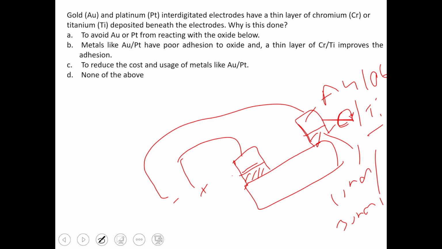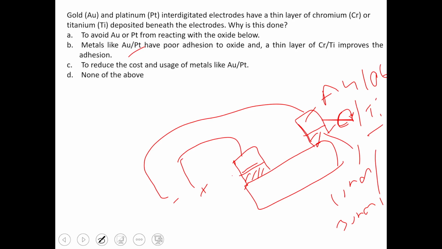Okay, so the metal like Pt for good adhesion to oxide, and a thin layer of chrome to improve that adhesion, is the correct answer. These metals may be affected because all the devices are kept in atmospheric conditions. We have to handle the devices in a portable way. So maybe an oxide will be formed in that case, and then maybe corrosion of some type with the water molecules.